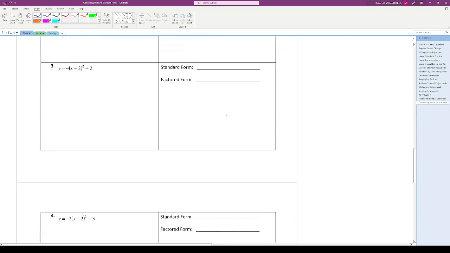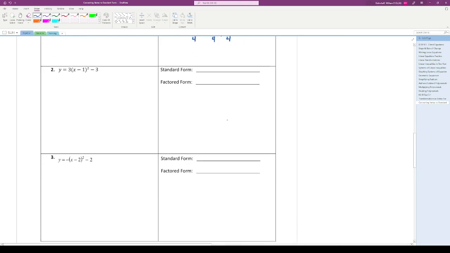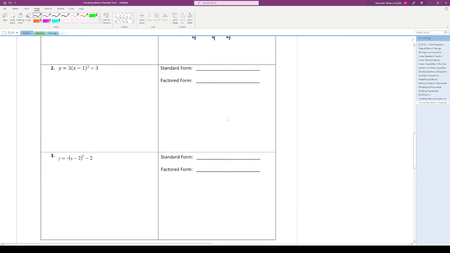All right, I'm going to do one more with you just so we can see if the next one does factor. I'm going to do the first part a little quick, so I'm just going to go straight to the standard form really quickly and do 3 times x squared minus 2x plus 1 minus 3. So that's 3x squared minus 6x plus 3 minus 3. So we just have 3x squared minus 6x, it looks like, as our standard. And then we want to factor that.